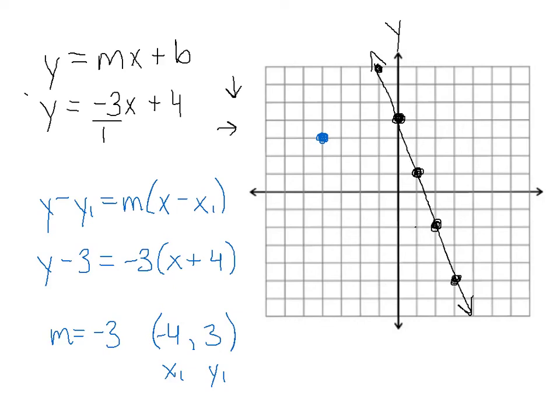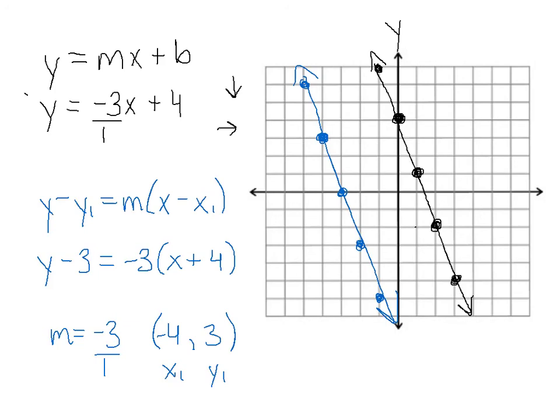And my slope is negative 3. I can put that over 1. So I'm going to go down 3, to the right 1, down 3, to the right 1. And remember, as I said before, you need a minimum of 3 points. The more you have, the better off you are. And then I'm going to go ahead and connect my points to make a line.